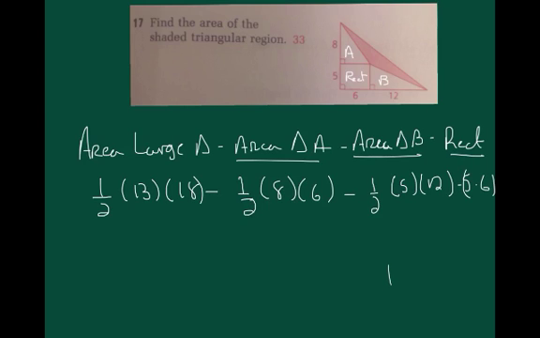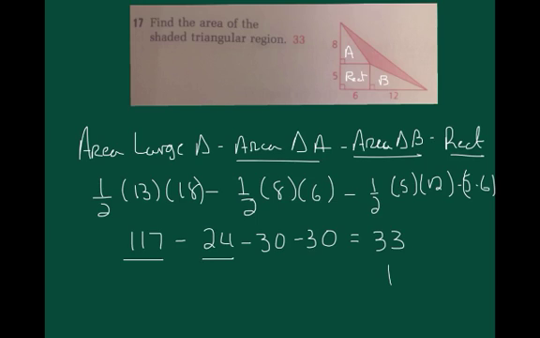So if I figure all that out, I get an area of 117 for the large triangle, 24 for triangle A, 30 for triangle B, and 30 for the rectangle, giving me a shaded region of 33 units.